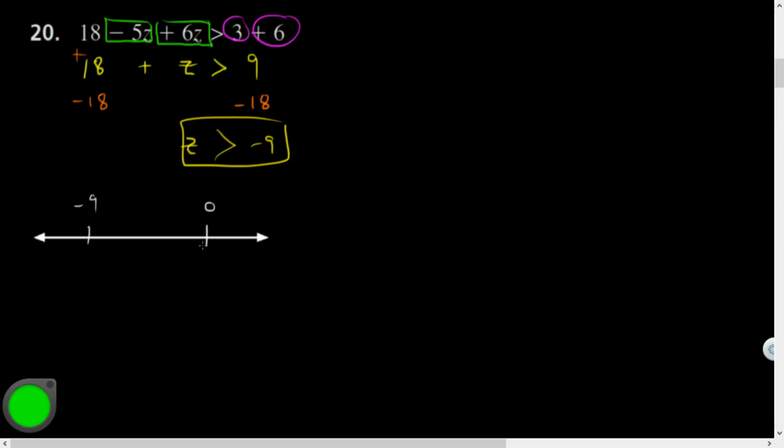Open circle, closed circle, Cameron. What do you think? It's just greater, does not include it. So, open circle. That's correct. And let's see, greater than, Jimmy, you were absent yesterday, but do you think you could tell me which way this shades?